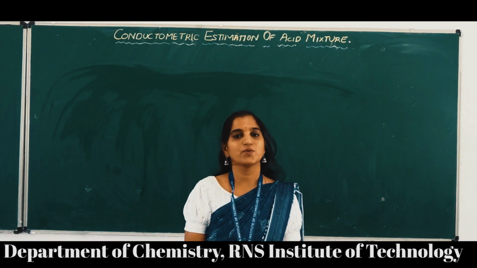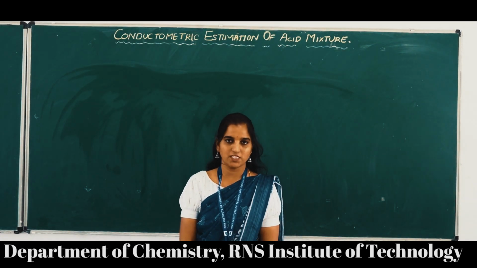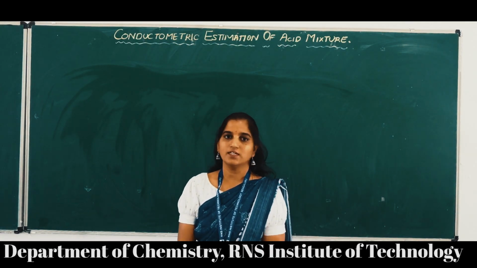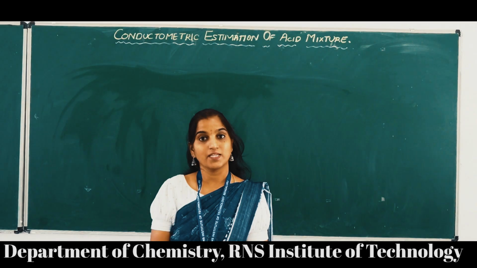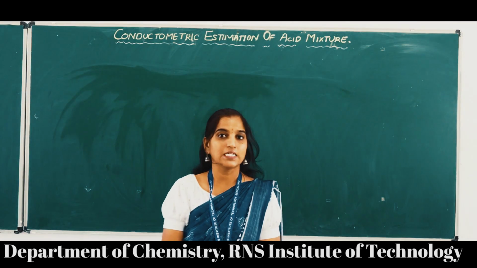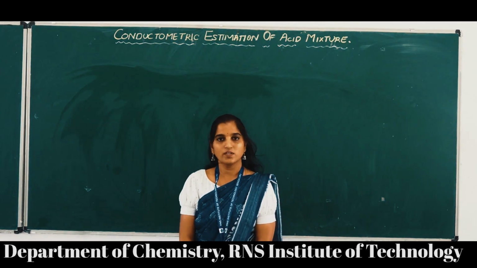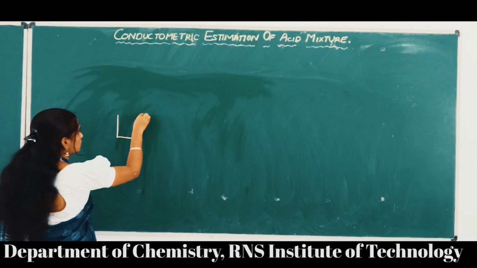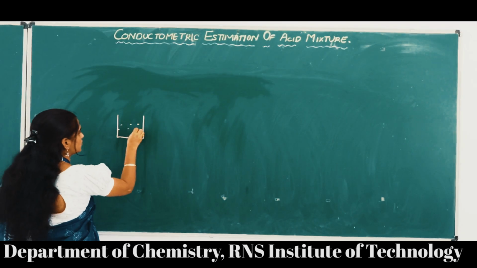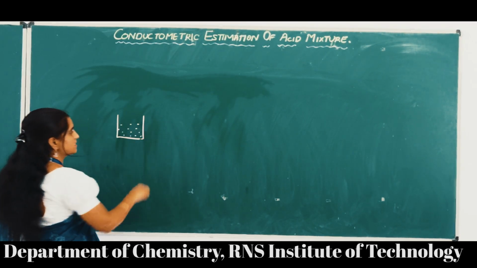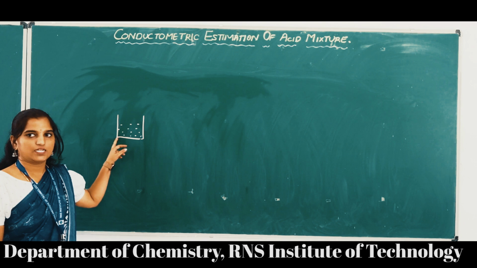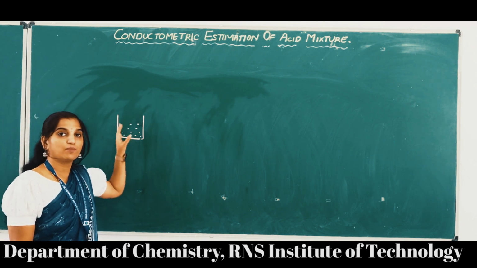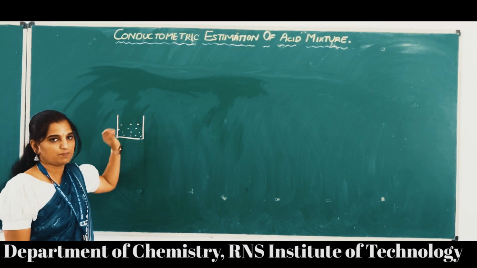So today I am going to give the demonstration for one of the instrumentation, that is the conductometric estimation of acid mixture. In the estimation of the acid mixture conductometrically, we are going to use an analytical technique. Here the analytical technique helps us to determine exactly the amount of the substance which is there in the given sample by measuring the conductance.